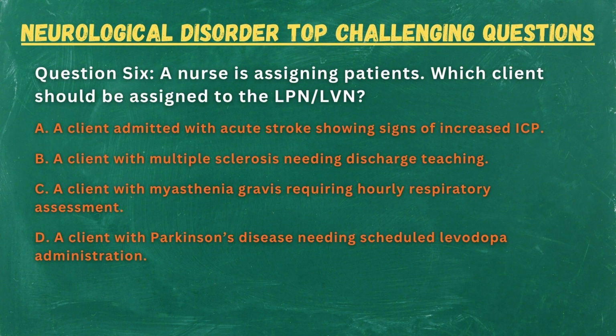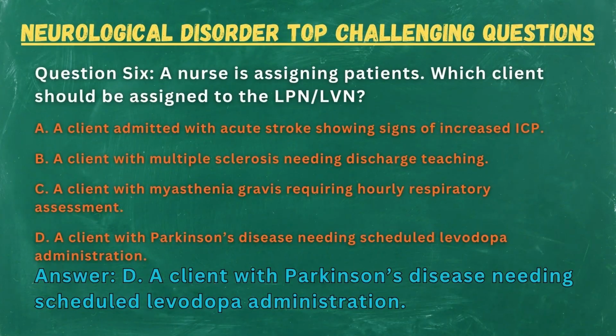Question 6. A nurse is assigning patients. Which client should be assigned to the LPN/LVN? A. A client admitted with acute stroke showing signs of increased ICP. B. A client with multiple sclerosis needing discharge teaching. C. A client with myasthenia gravis requiring hourly respiratory assessment. D. A client with Parkinson's disease needing scheduled levodopa administration. Answer. D. A client with Parkinson's disease needing scheduled levodopa administration.